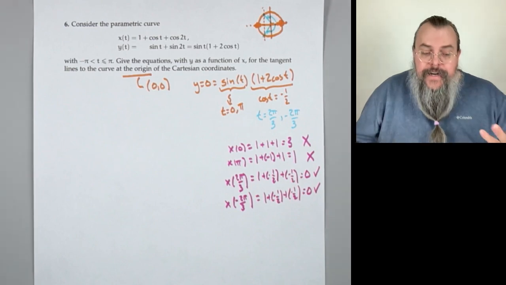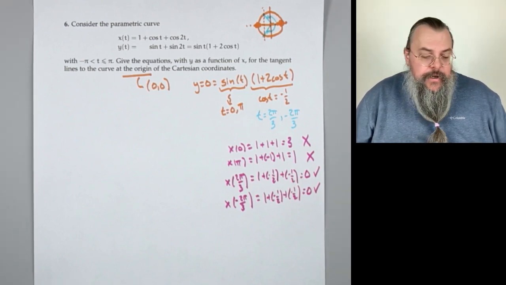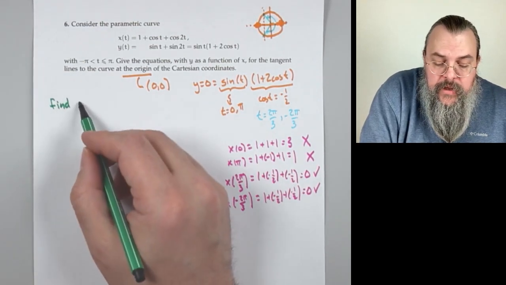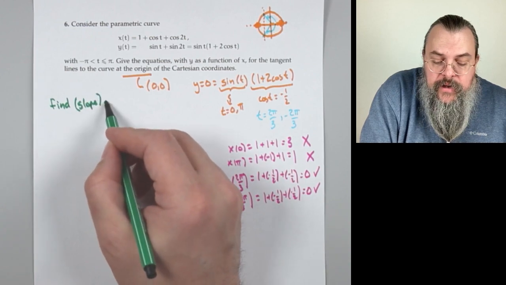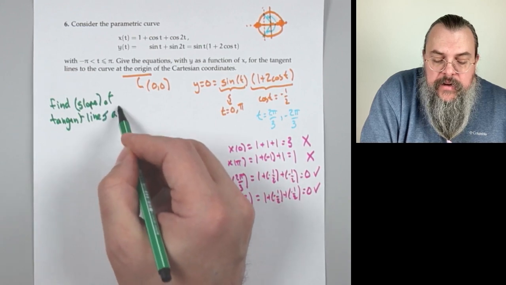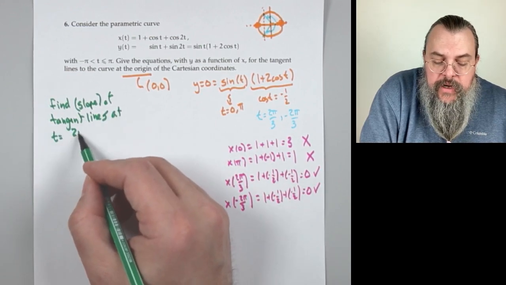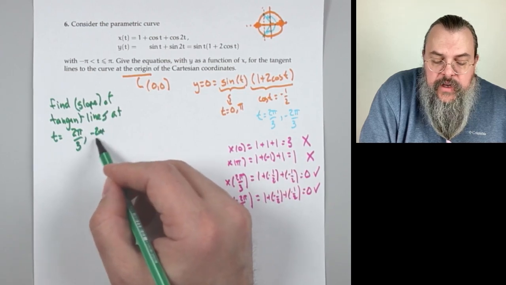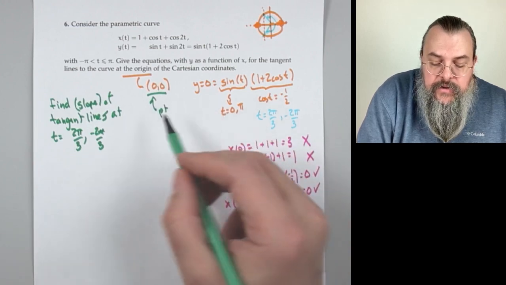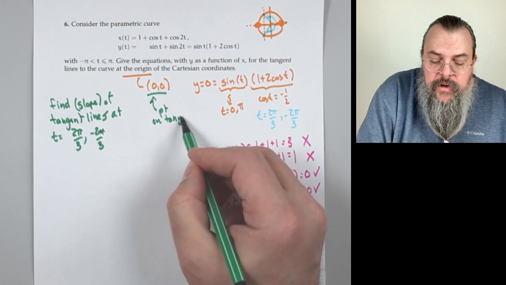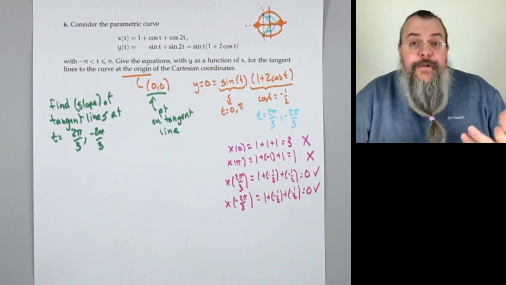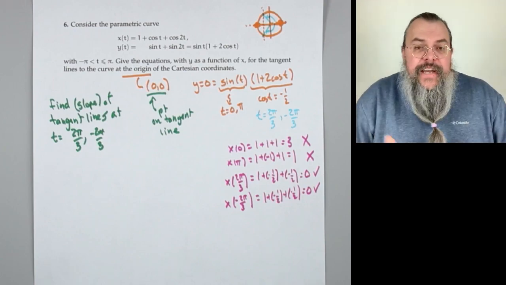So our great aha is we now know the following. We want to find the tangent lines, and really the slope of the tangent line at t equals 2 pi over 3 and negative 2 pi over 3. And the good news is the origin is a point on our tangent line because it goes through the origin. So that's why we only need the slope, because we already know our point. So our answers are going to be y equals some constant times x. We're going to have 2 answers.